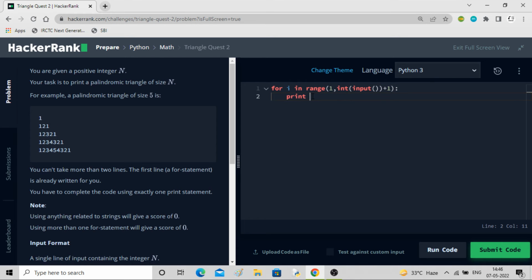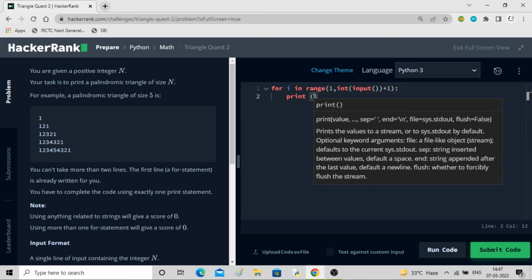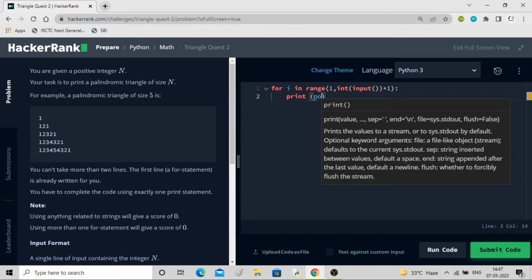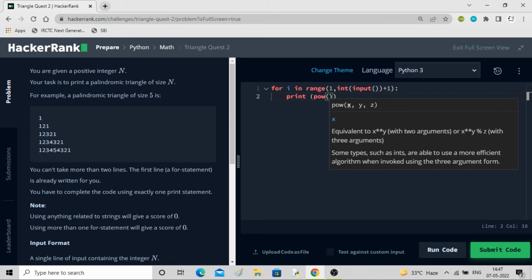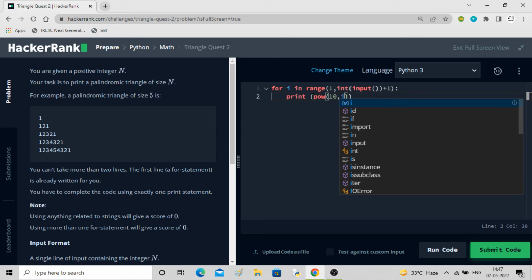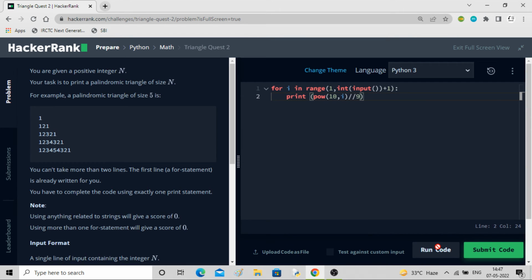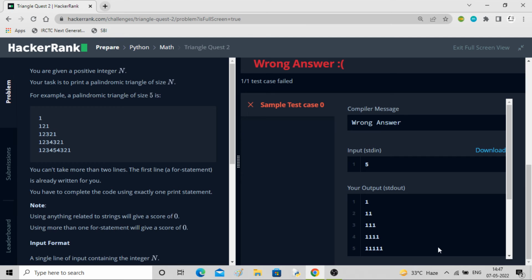So first I'll get the values that we got in the previous example. So I'll calculate 11, so that we get 1, 11, 111 and so on. So 10 to the power I divided by 9. This is what we did. If I print it, you can see 1, 11, 111 like this. Now I just have to take the square of these.